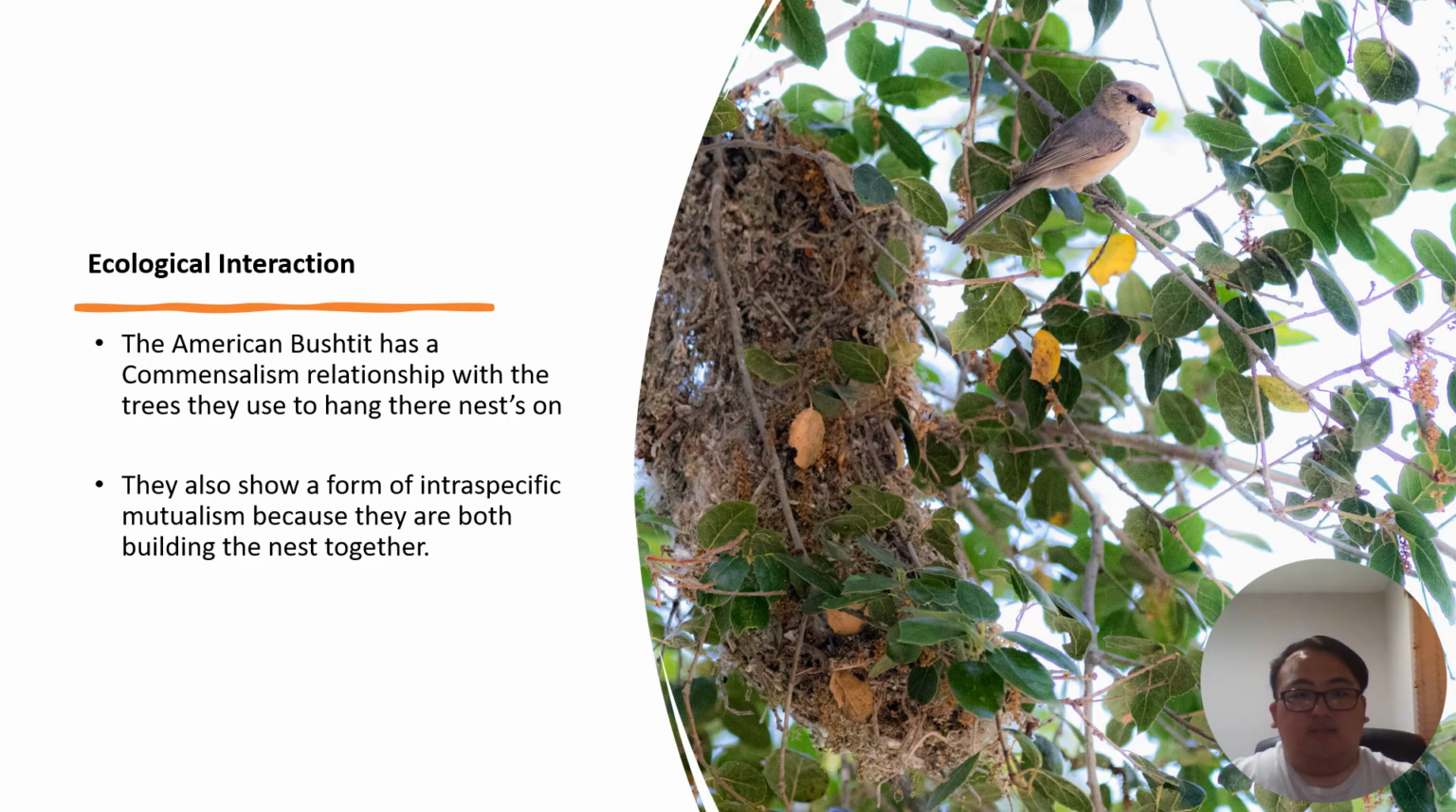So this slide is my ecological interaction slide. The American bush tit has, I would say, a commensalism relationship with the trees they use to hang the nest on. It provides the structure for the nest and possibly protection, like camouflage, but the trees do not benefit at all. And then there's also a form of intraspecific mutualism because they are both building a nest together, the male and female. And this is a picture from our references of what the nest should look like. And on the next slide, I should also have another picture of it.